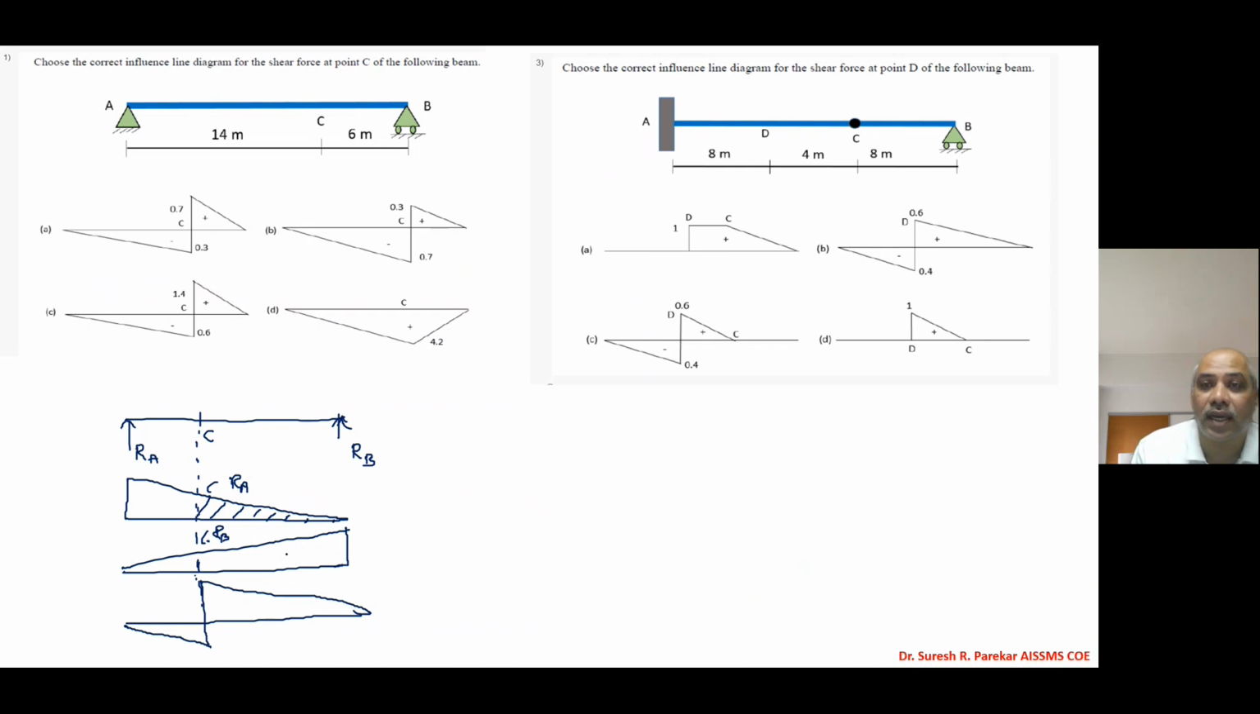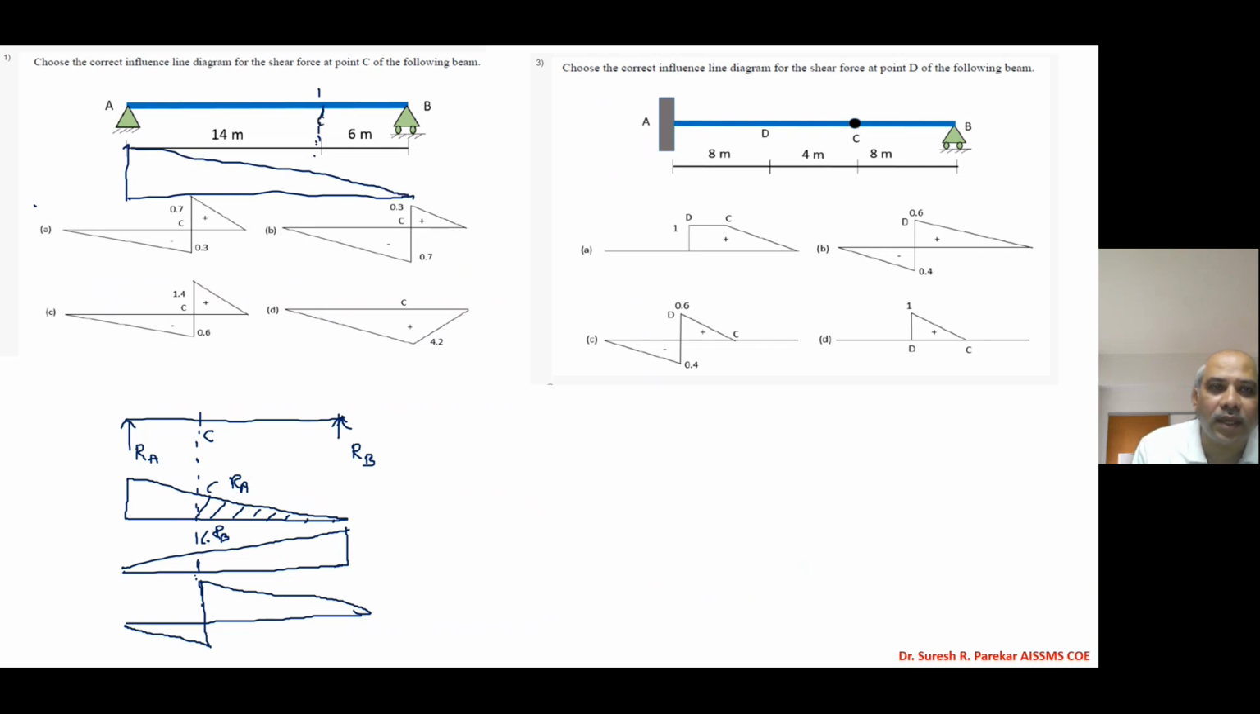That you have to understand. Now in this case also you can see, choose the correct one. So here we have to go for shear force. Till C, if you can plot this, for RA we are going to have it like this.